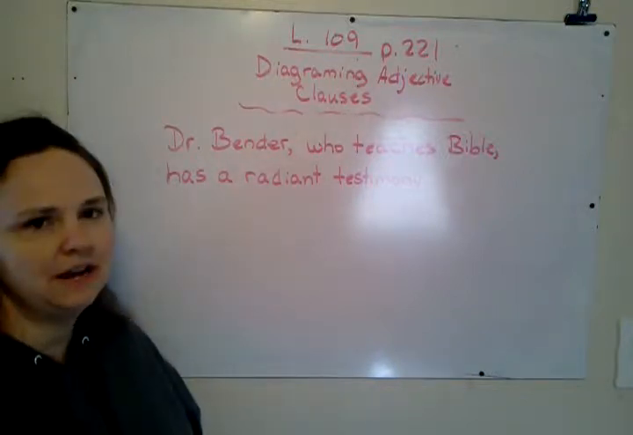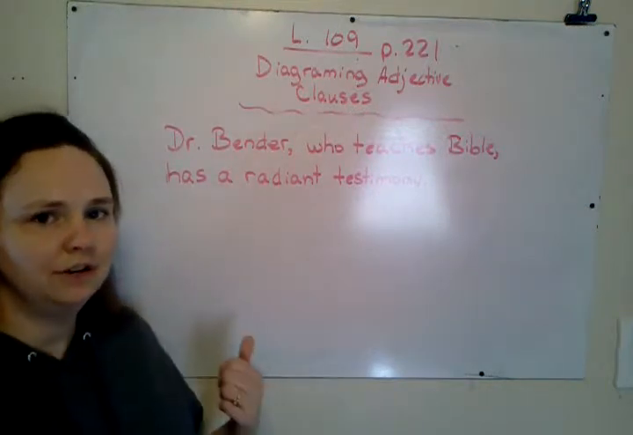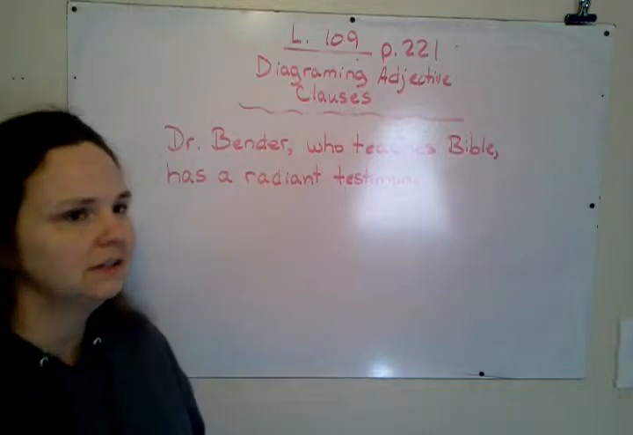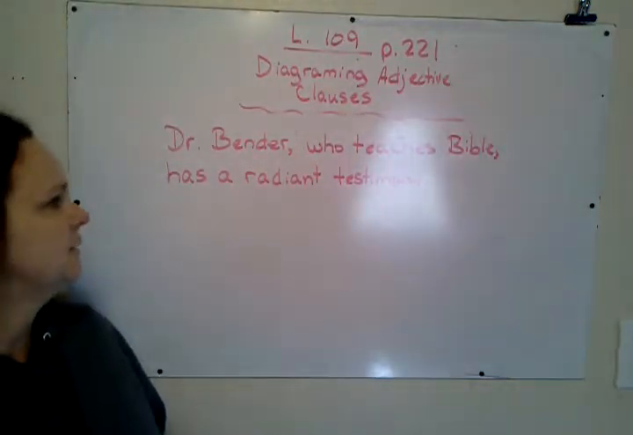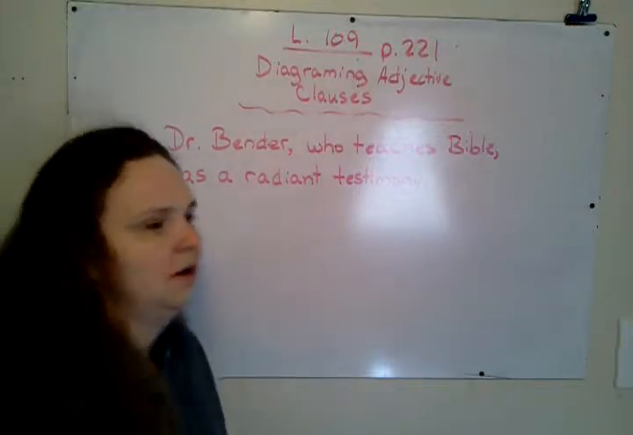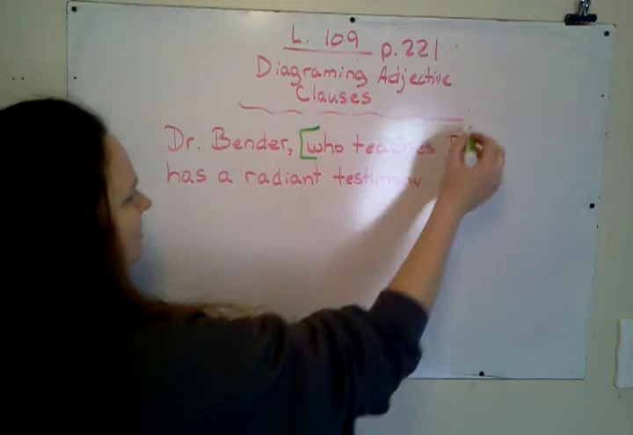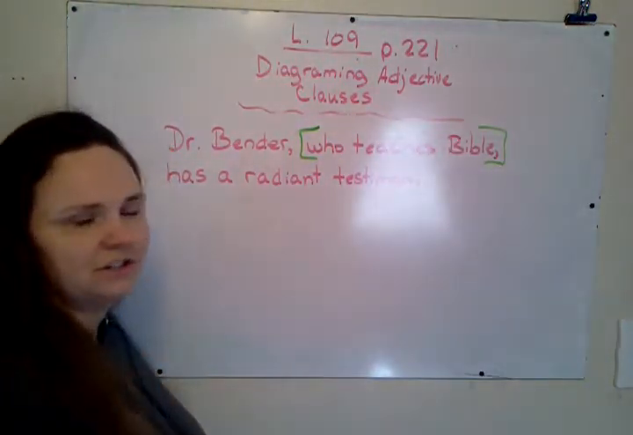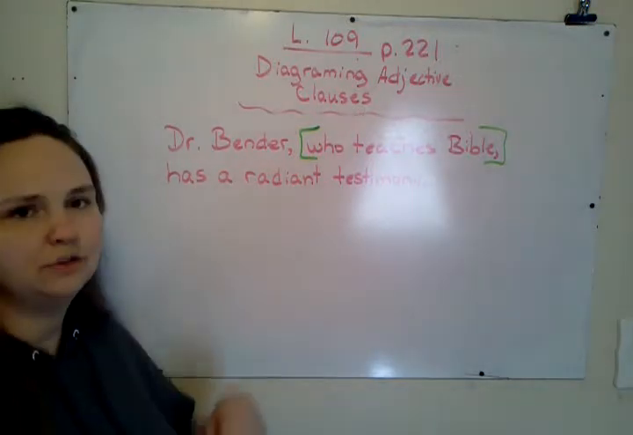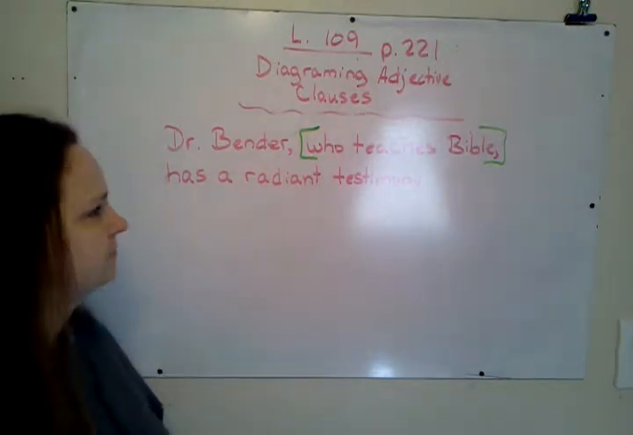This is lesson 109, diagramming adjective clauses. The first step to diagram a sentence with an adjective clause is to identify the clause. In our sentence, Dr. Bender, who teaches Bible, has a radiant testimony. The clause is who teaches Bible. It's an adjective clause because the whole clause is answering an adjective question about Dr. Bender. Which Dr. Bender? The one who teaches Bible.